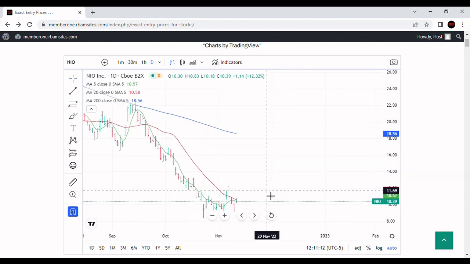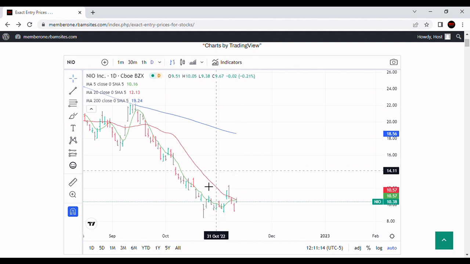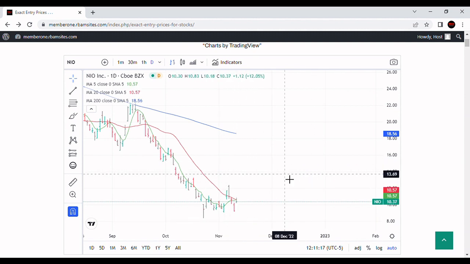You can see NIO as I spread this out. We're going to show you an hourly, a weekly, and a daily chart. We're on a daily chart. Then we're going to show you some algorithmically generated entry prices.